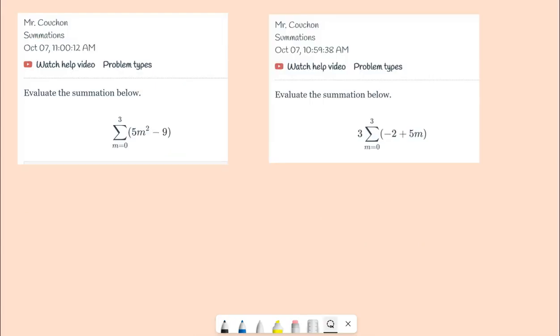Okay, here's a couple you can try on your own. One involves multiplication, one does not. I will be solving these as soon as you are done with the first one. Unpause, and I'll have my solution to that first one.